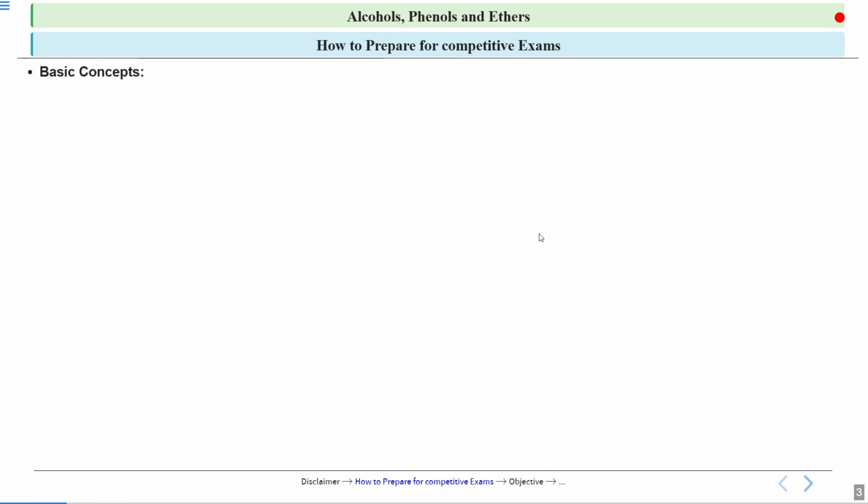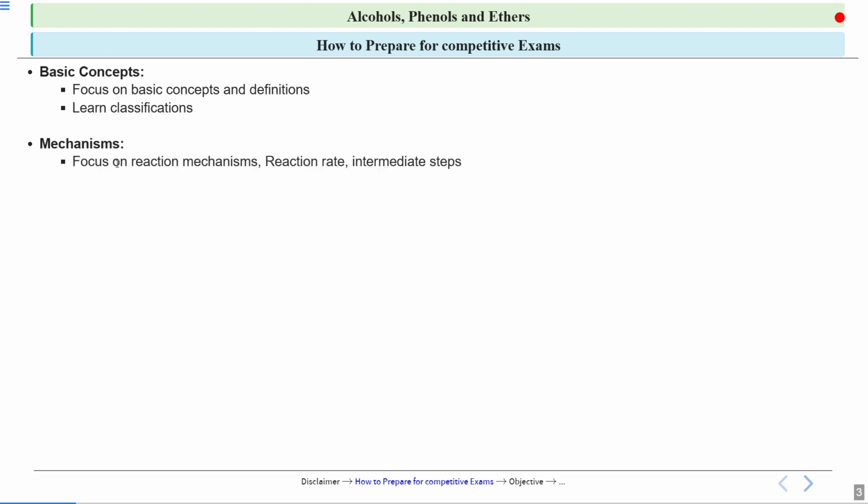Because this is the first day of this chapter, let's understand how you can prepare for this particular chapter for the competitive exams. So first of all, you have to cover the basic concepts and definitions. You have to focus on the basic concepts and definitions from this chapter. You have to learn the classifications. You have to learn the mechanism also. There are various types of mechanism reactions.